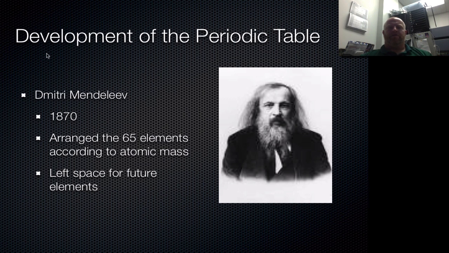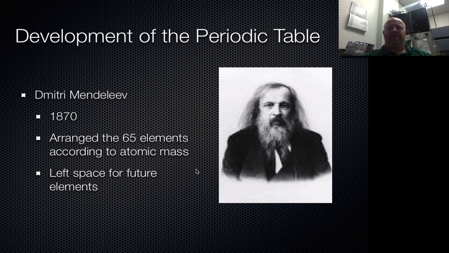So first thing we want to talk about is Dmitry Mendeleev. Dmitry Mendeleev was a Russian physicist, and his contribution to our scientific community was basically developing the first periodic table. He was working in the 1870s, so about the same time as the early work on what the electron and the proton are. What he did is he took the 65 known elements and arranged them according to their atomic mass.